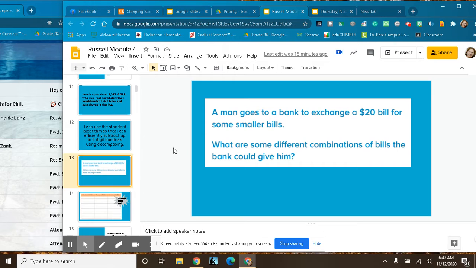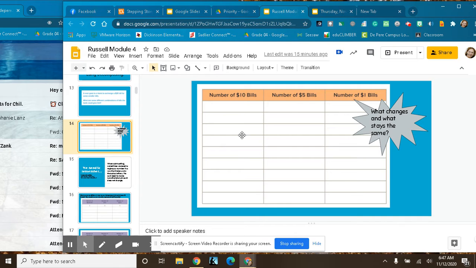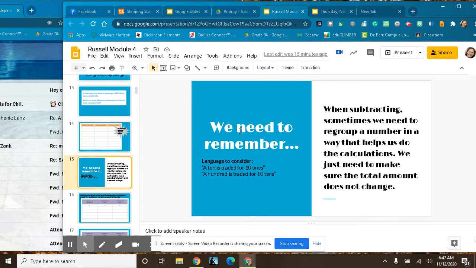So, for instance, if you had, let's say, a $10 bill instead, and you went to the bank, could you trade that in for 10 ones? All right, so we are decomposing the $10 bill into 10 $1 bills. So I think using the 10 instead of the 20 is easier for us to understand, and that's what we are going to be doing in decomposing.